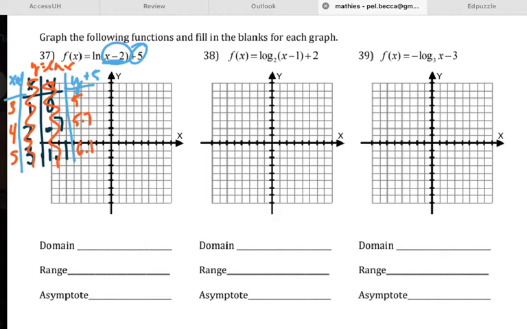Now I can graph 1, 2, 3, comma 1, 2, 3, 4, 5. 4, comma 5.7. 5, comma 6.1. Okay, so my natural log function is going to look like this. So it has a line here that looks like this. So just like we said for the last unit, my asymptote is the number in the back. So 1, 2, 3, 4, 5.